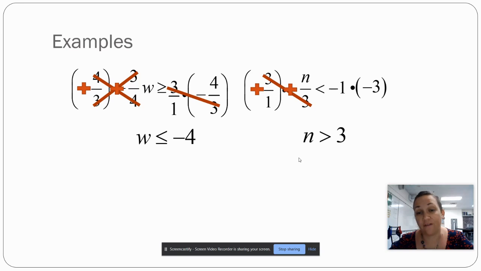Now, I didn't do any graphing today, but that doesn't mean that you can't graph. All of these are graphable. I just wanted to really focus on when we should flip the inequality and when we should not.